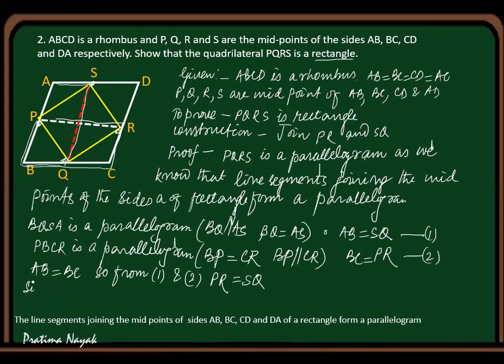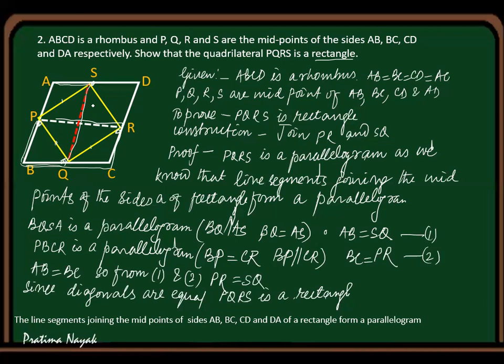So since the diagonals are equal, PQRS is a rectangle. So what have you learned? You have learned that if it is a rectangle or a rhombus, the line segments joining the midpoints will form a rectangle. Now what will be the opposite of it? If we join the midpoints of a rectangle, what will form? Certainly it will form a rhombus.